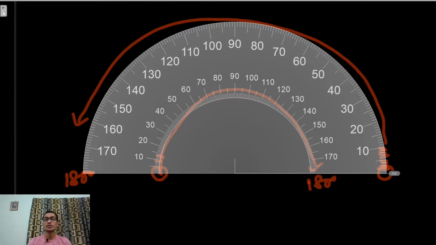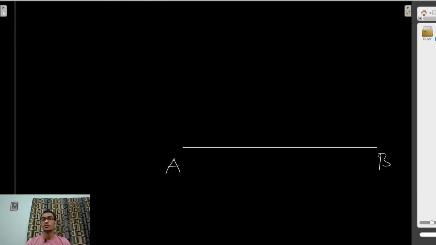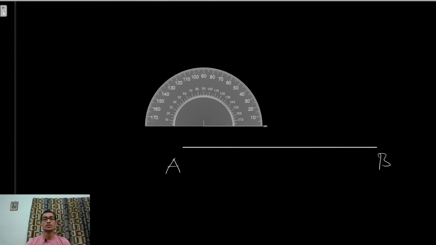So now we are going to draw an angle. For this we draw a line first, a line segment. We can also use a ray, but sometimes we use a line segment only. So let us take a line segment, say AB. Now we have to use the protractor.